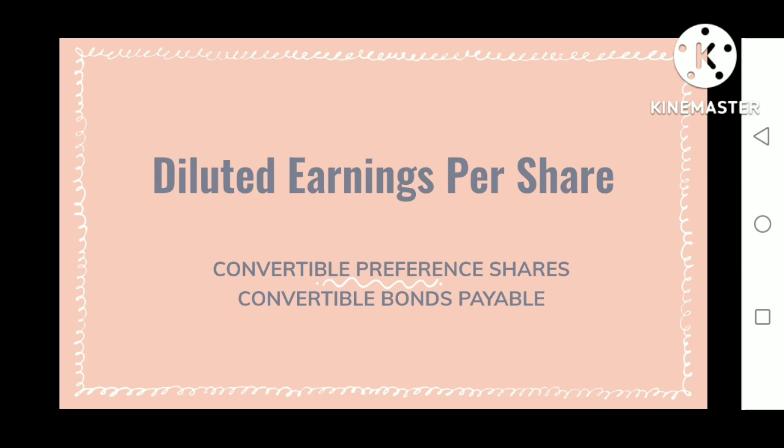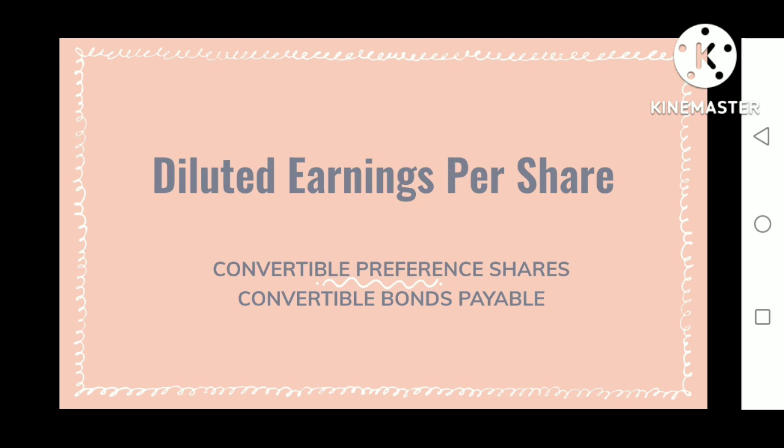Dilution takes place or arises when the inclusion of the potential ordinary shares decreases the basic earnings per share and increases the loss per share. Itong diluted earnings per share, kung matatandaan po natin, this is one of the computations to get the earnings per share of an entity. Diluted earnings per share ay nagte-take place lamang po when the capital structure of a company is complex. Meaning to say, there are ordinary shares or potential ordinary shares.